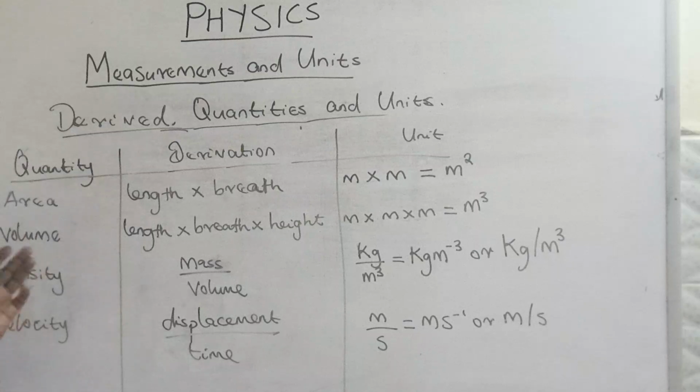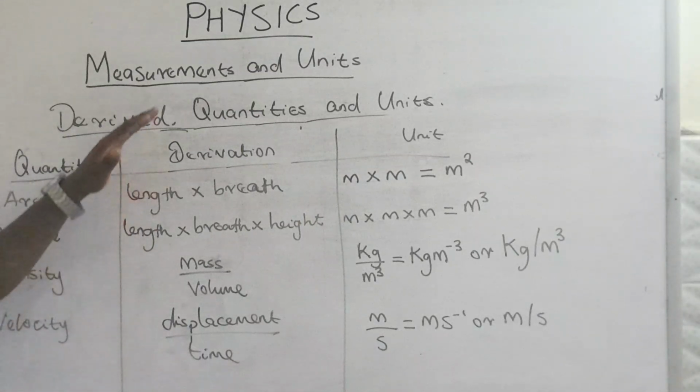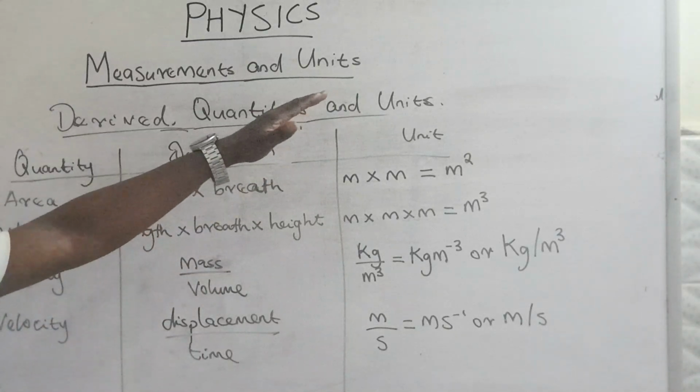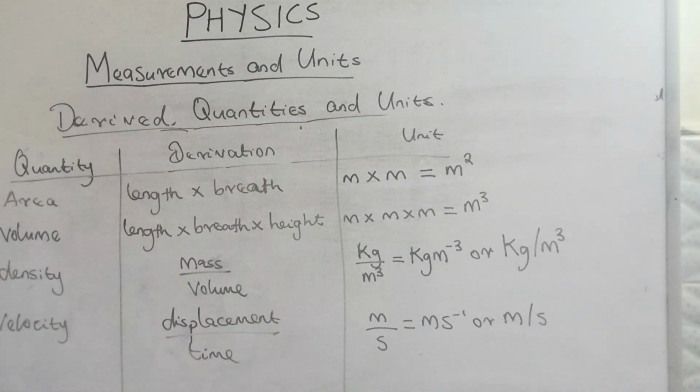Okay, so we have area, volume, density, and velocity. So these are your derivations, and these are also their units. So let us consider other derived quantities, their derivation, as well as their units.